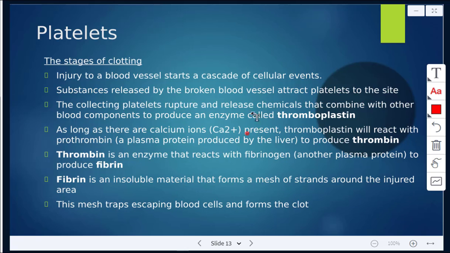Okay, as long as there are calcium ions present, and calcium is important, thromboplastin will react with prothrombin, which is a plasma protein produced by the liver, and this will produce thrombin. Then thrombin is an enzyme that reacts with fibrinogen, which is another plasma protein, to produce fibrin. Fibrin is an insoluble material that forms a mesh of strands around the injured area. The mesh will trap escaping blood cells and form the clot.